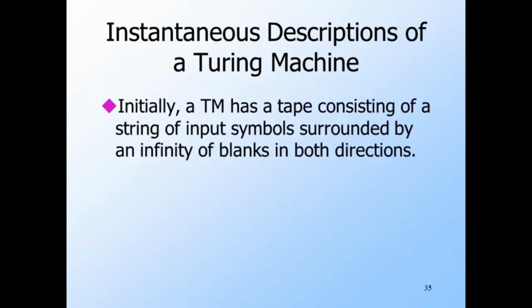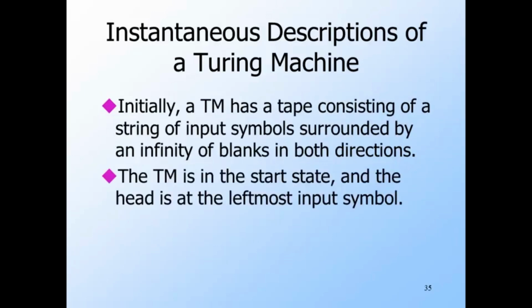As we suggested in our little example, the Turing machine gets its input on the tape. The input, which is always a string of input symbols, is placed on the tape surrounded by an infinity of blanks to the left and to the right. The Turing machine begins at its start state with the head at the leftmost input symbol.